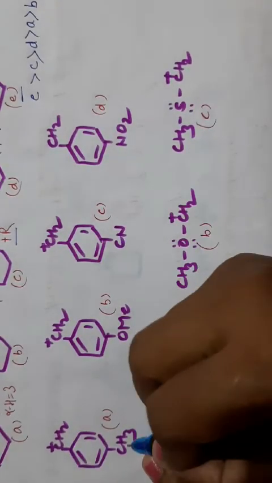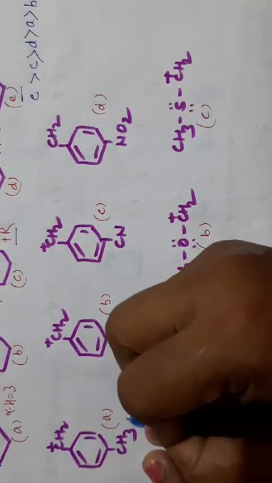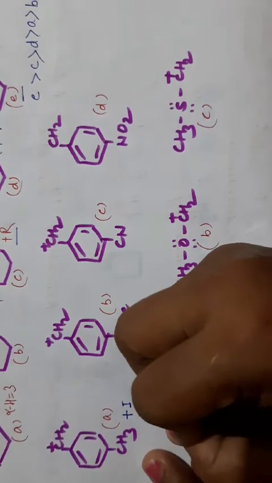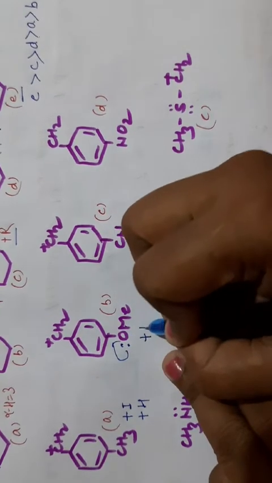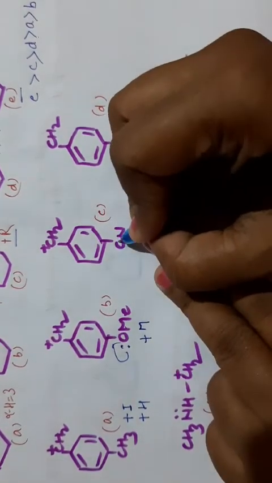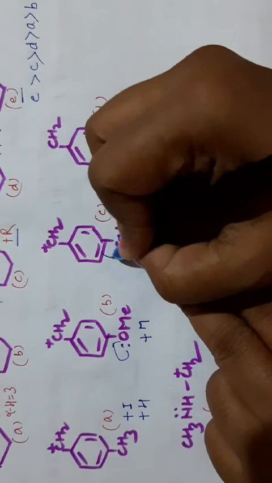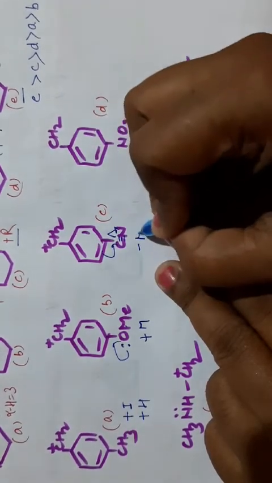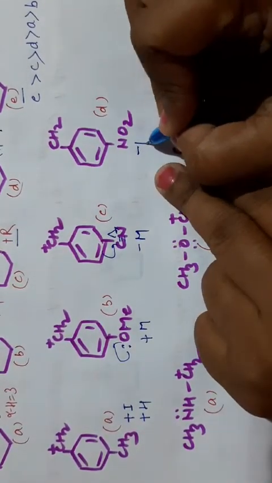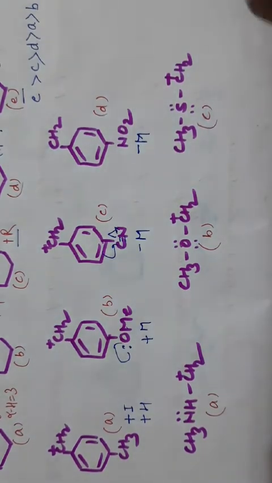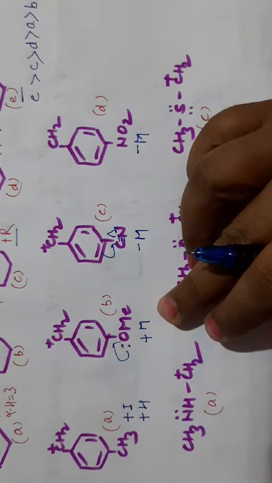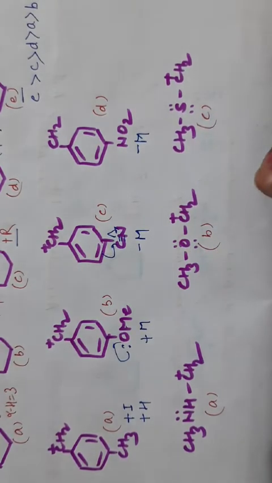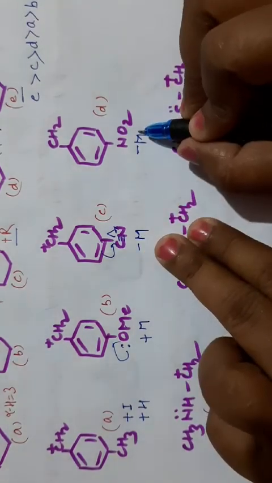Coming to the next one, there is a difference in these groups. See, this is a plus I plus H group. OMe will give its lone pair, it will show plus M effect. This is a cyanide group, it will show minus M effect. This is again a minus M group, minus M effect. Now out of these, we have learned positive effects will increase the stability of carbocation, negative effects will decrease the stability. So these two effects will decrease the stability.